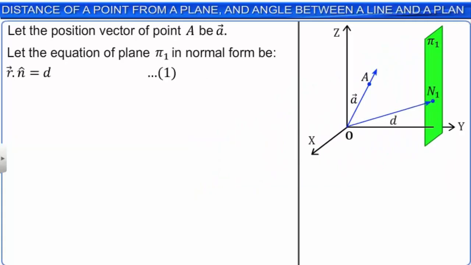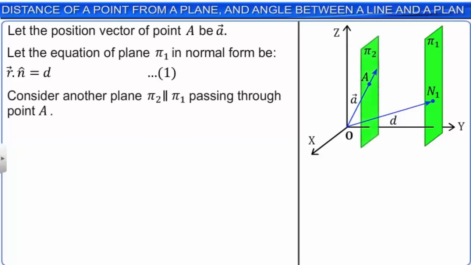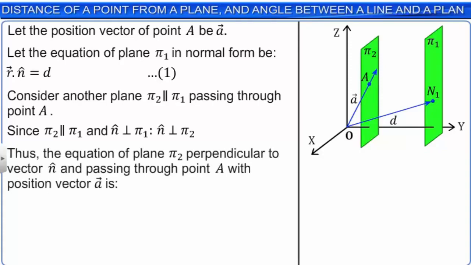Distance d in the equation is the perpendicular distance ON1 of plane pi1 from the origin in the direction of unit vector n. Now consider another plane pi2 parallel to plane pi1 passing through point A. Since plane pi2 is parallel to plane pi1, unit vector n, that is perpendicular to plane pi1, is also perpendicular to plane pi2. Thus the equation of plane pi2 perpendicular to vector n and passing through a point with position vector A is given by equation 2.